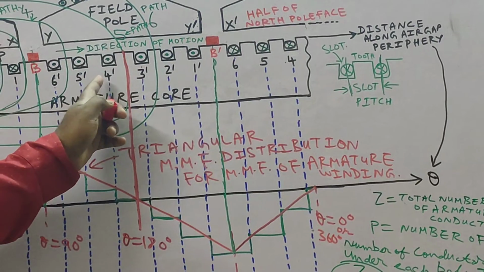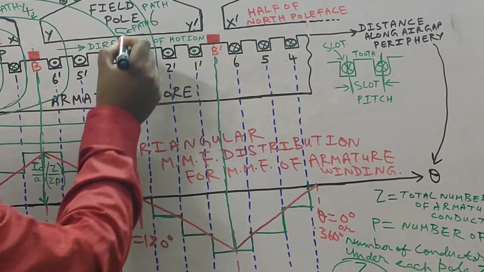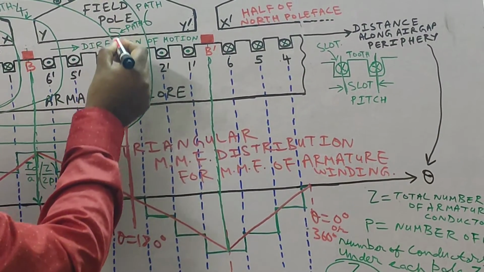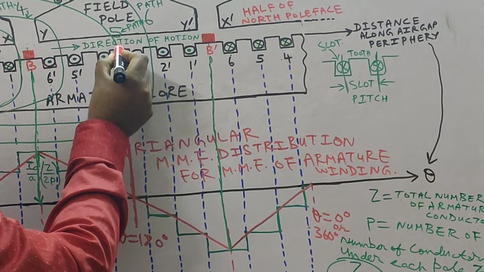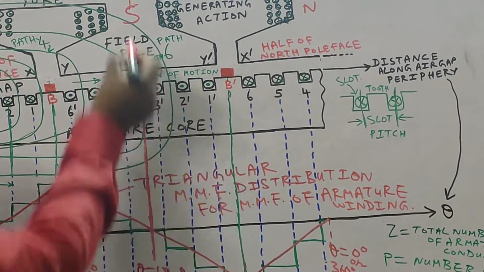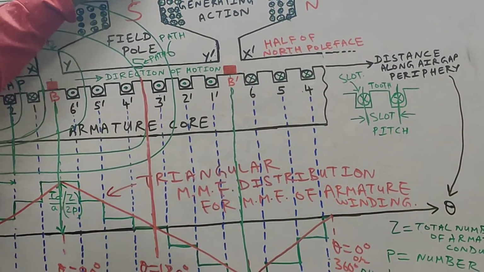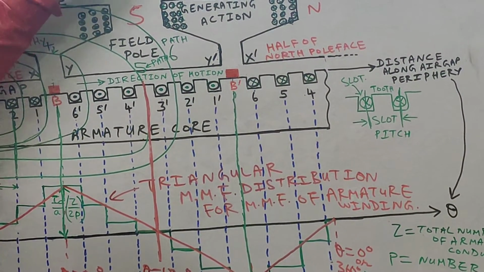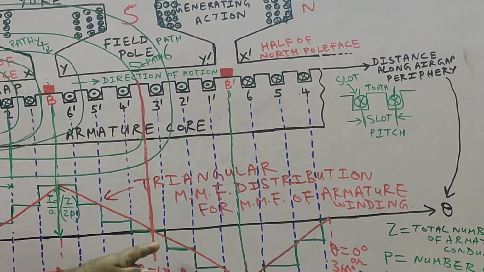So what is the portion between 4 dash and 3 dash? It is the polar axis. You see, this line is passing through the center of the south pole. So this is your polar axis. So along the polar axis, or direct axis, the armature MMF is 0.